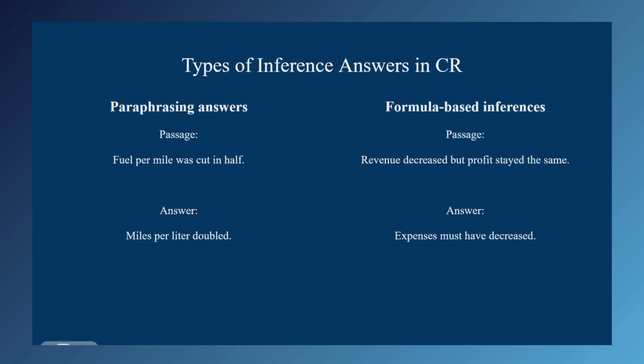Closely related is formula-based inferences. These are also rooted in what the passage says, but they rely on a simple understanding of business math or logic. So if the passage tells you that revenue went down but profit stayed the same, you might see an answer that correctly concludes that expenses must have increased. Why? Because profit equals revenue minus expenses. The only way for profit to stay the same if revenue decreases is that expenses also decrease to the same level. This is the test using your basic reasoning rather than giving you all the numbers.